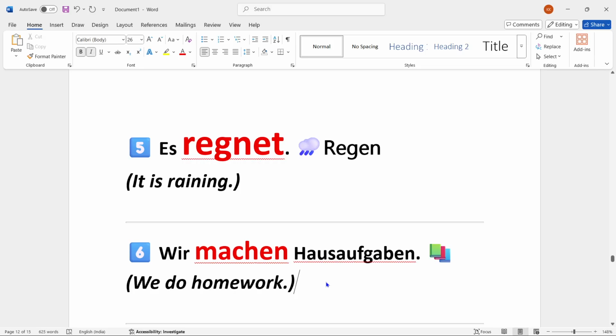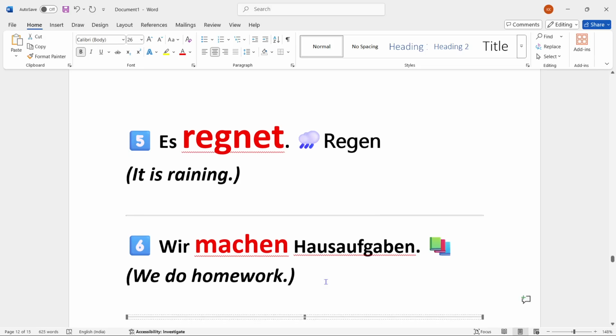Ja. Nein, wir machen nicht die Hausaufgaben. Wir machen nicht Hausaufgaben. We can say that. So we need verb at the second position in a normal sentence. If we're making the sentence in a question, then we need to put the verb at the first position.